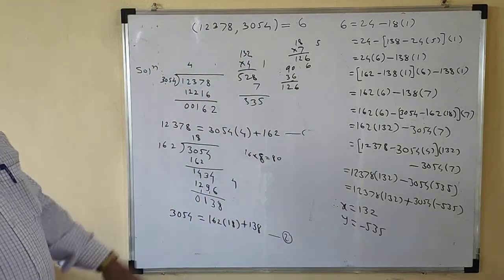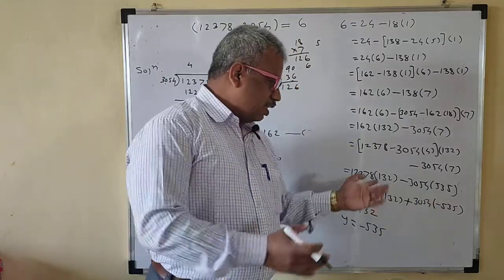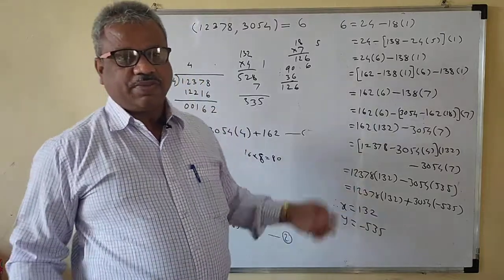Okay, so you can check whether your answer is correct or not. Just multiply this and take the difference. We'll check whether it is 6 or not. If it is not 6, that means you made a mistake somewhere.